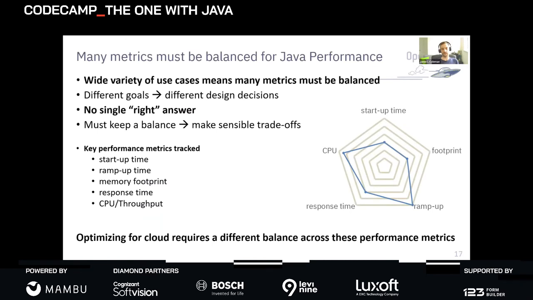Now, this is a problem for the people that implement JVMs and build them because there are lots of different metrics we generally want to track, especially when we're concerned about the cloud. So we've got stuff like startup time, ramp up time, memory footprint, response time, and CPU and throughput. But the problem is when you change one of these performance metrics, it generally has a direct impact on the other metrics. So if I decrease startup time, I may lose throughput. If I make the footprint of my JVM smaller, again, I may lose throughput or response time. So optimizing JVMs to get a good balance of these metrics is tricky.